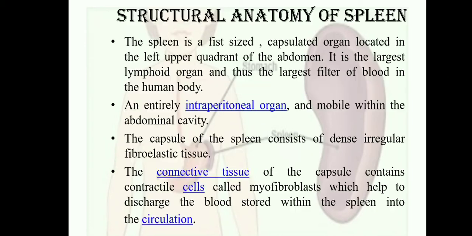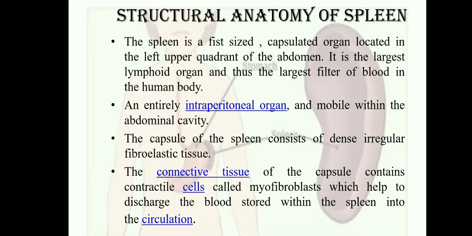Now, if we describe the spleen structurally, it is a fist-sized, kidney-shaped encapsulated organ located in the left upper quadrant of the abdomen. Specifically, it is present near the abdominal cavity, and it is the largest lymphoid organ, responsible for the filtration of the blood in the human body.